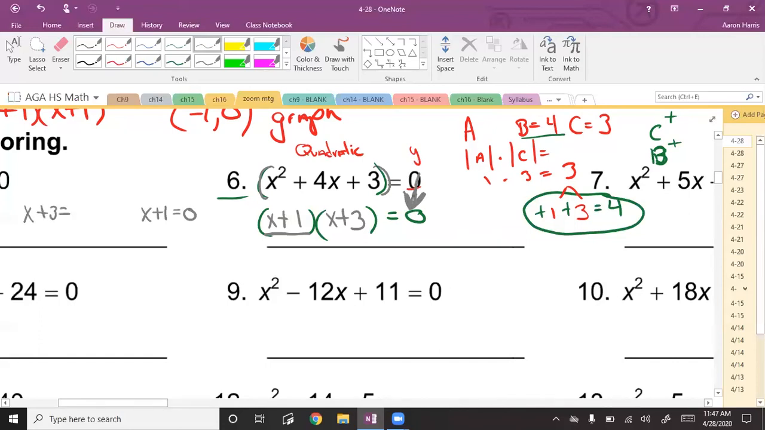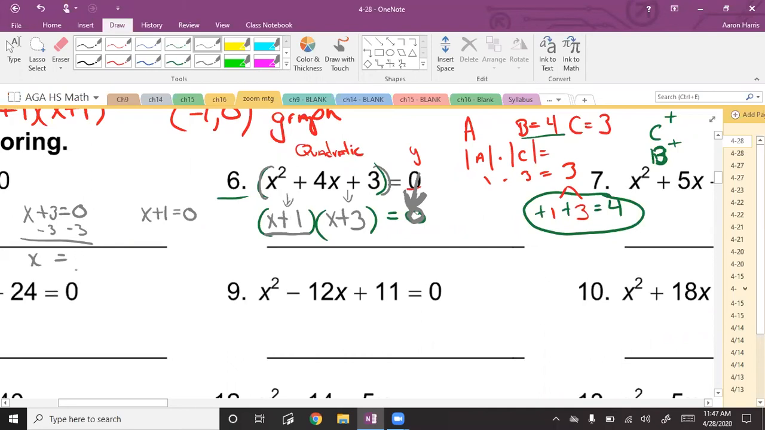x plus 3 is equal to what? 0. Because look, if one of these parentheses was 0, 0 times x plus 3 would still equal what? 0. What if this one was 0? x plus 1 times 0 would still equal what? 0. So therefore, x plus 3 is equal to 0. x plus 1 is equal to 0. So if I subtract 3, I get x is equal to what? x is equal to 0.